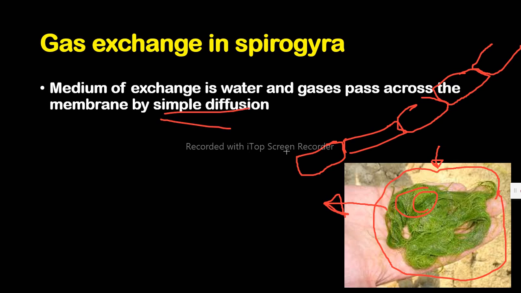And where do you expect to find them? In water. So the medium of exchange is water. The gases just diffuse across the unit membrane and diffuse out through the unit membrane. But wait, these organisms are kind of unique. They are plant-like protists, they are algae, so they do carry out photosynthesis.